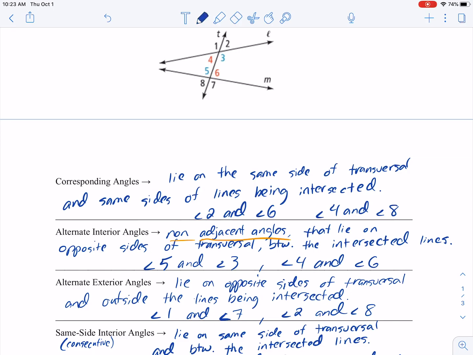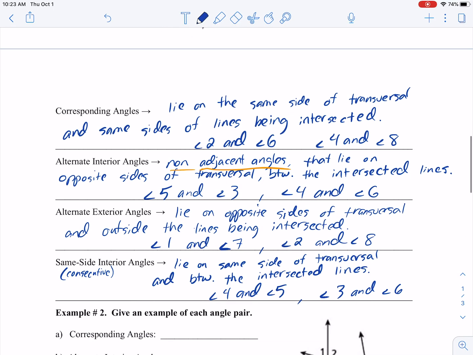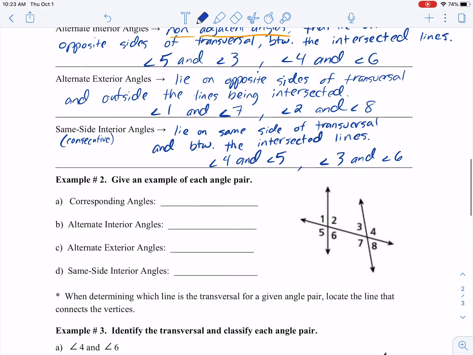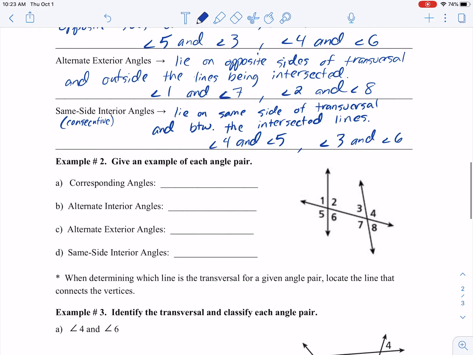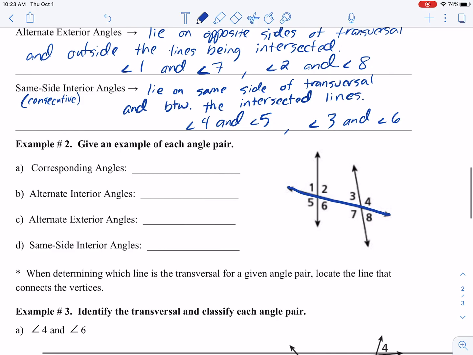Okay, let's take a figure that has two lines being intersected by 1. So this blue line is going to be our transversal. And go ahead and give an example of each. Corresponding, alternate interior, alternate exterior, and same side or consecutive. Just one of each. Okay, I might not name yours on here, but that's okay.